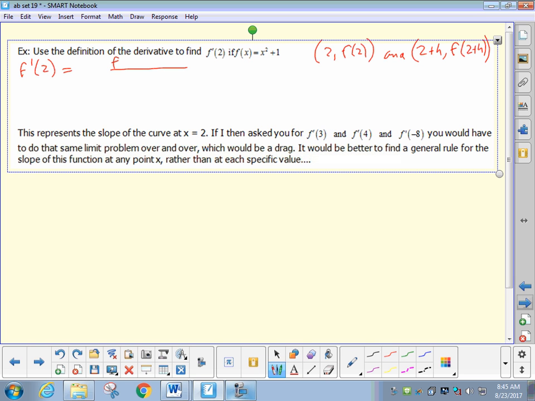Technically, you could use either order, but typically we use the 2 plus h first. So, change in y, please. Change in y is change in f. F of 2 plus h minus f of 2. That's the change in the y between the 2 points. Over change in x. H, okay?